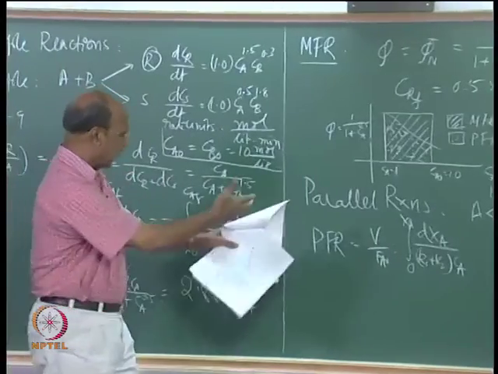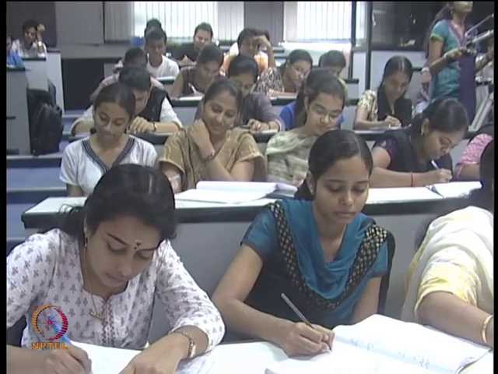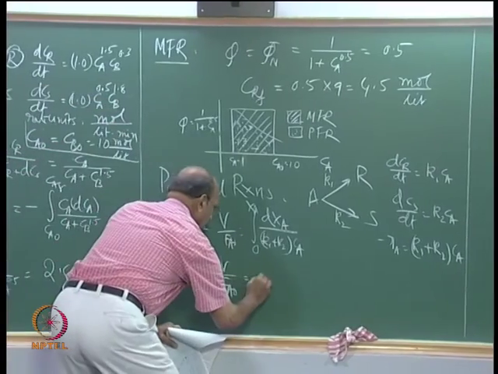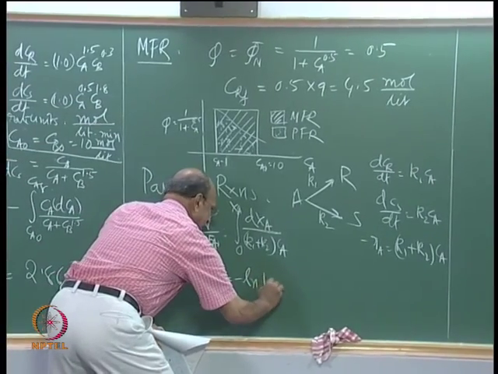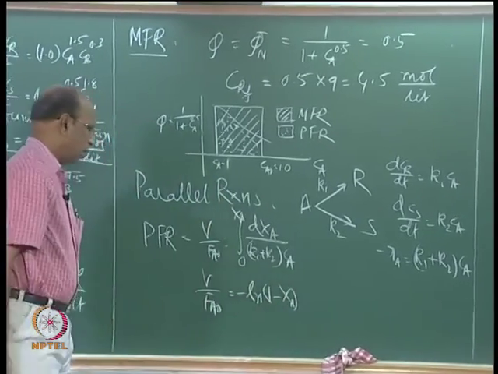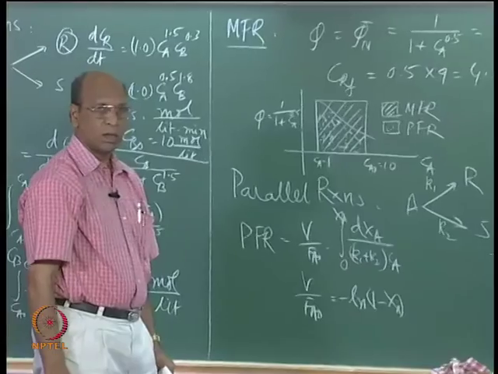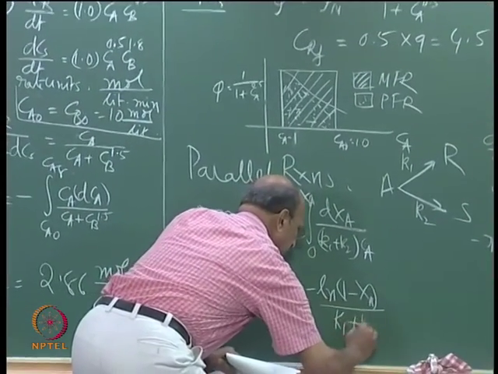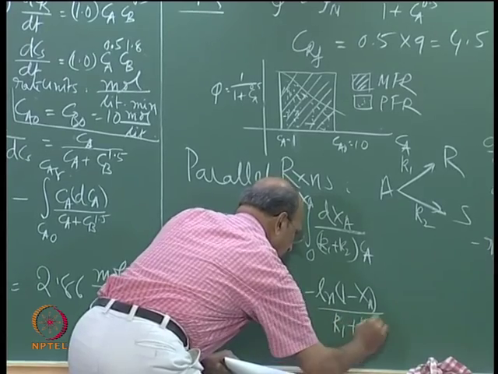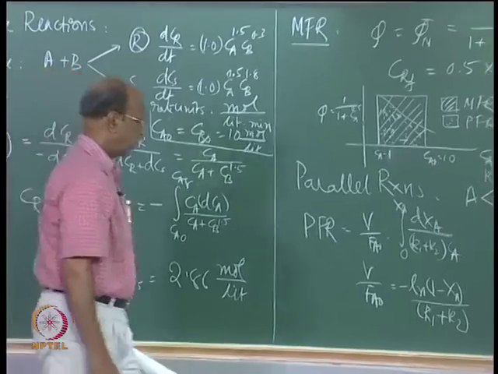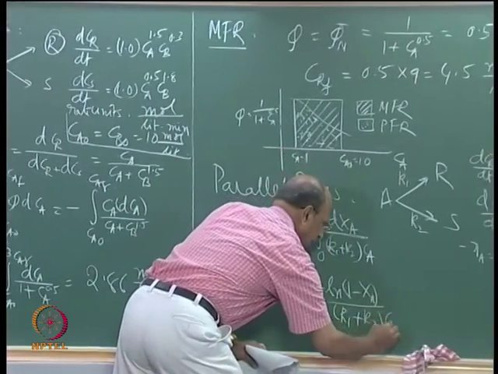Now integrate and tell me V by F naught equal to minus... Sir, V by F naught is equal to minus ln(1 minus XA), 1 minus XA upon K1 plus K2 CA naught, divided by K1 plus... CA0, this entire thing.